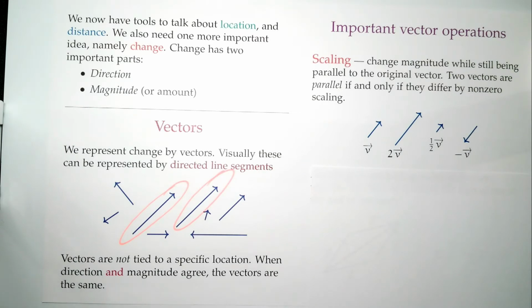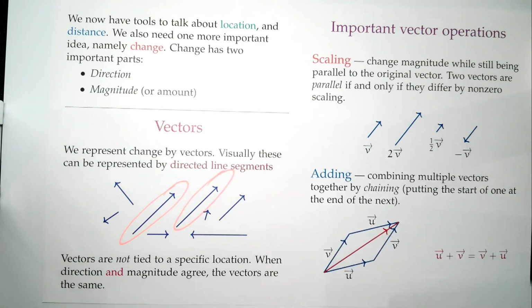What else can we do? Well, we can add vectors. To add is to combine vectors together. We have multiple vectors, and we put them together. The way we put them together is to think about what they are representing. They're representing change. So if I want to add them, I'm trying to ask the question, what's the net change? And the way I do it is to combine their changes.